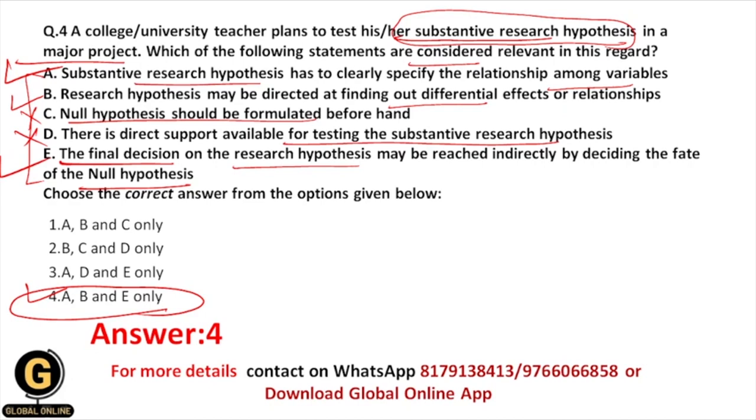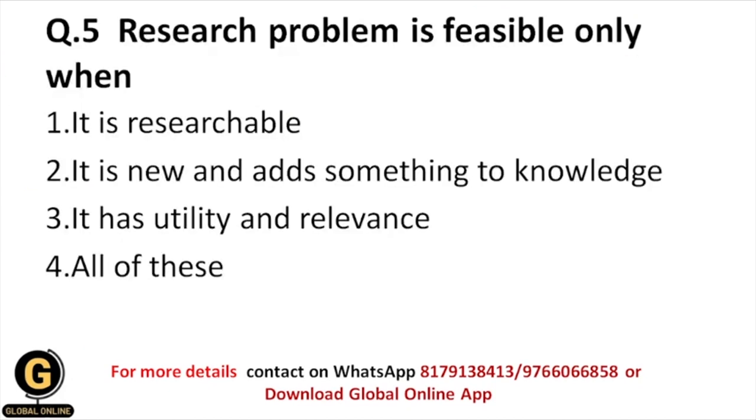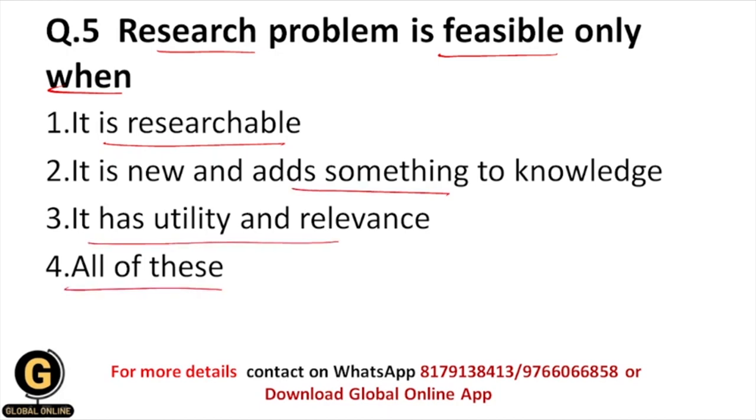are correct. Next is: research problem is feasible only when. So in which situations is a research problem feasible? When it is researchable, when it is new and adds something to knowledge, when it has utility and relevance, and all of these. So basically students, a research problem is feasible only when it is researchable. Whenever it is researchable, then obviously it will be feasible. When it is new and whenever it adds something to knowledge, then obviously it will be feasible.